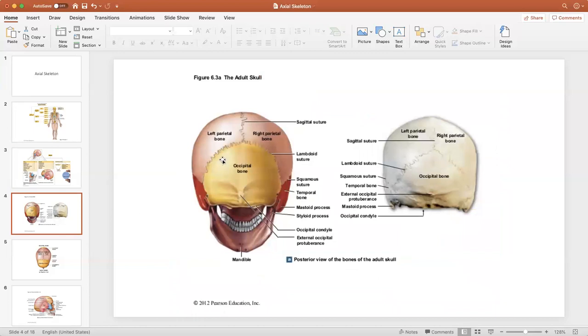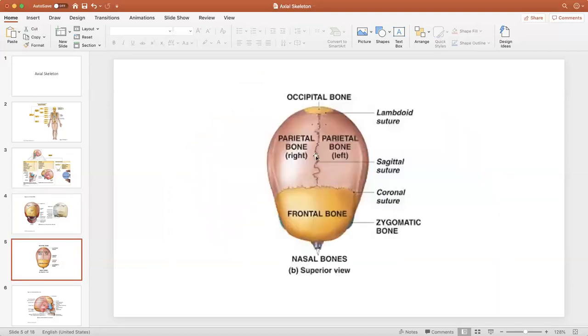All right, we also need to know the sutures, all the sutures where the cranial bones meet. The sagittal suture here runs between the parietal bones. Then we have the lambdoidal suture here, which runs between the parietal and occipital, and then the squamous suture between the parietal and the temporal. From the superior view, we see the sagittal suture here, the lambdoidal suture between the occiput and the parietals, and then the coronal suture, or the frontal suture, here between the frontal bone and the parietal bone.